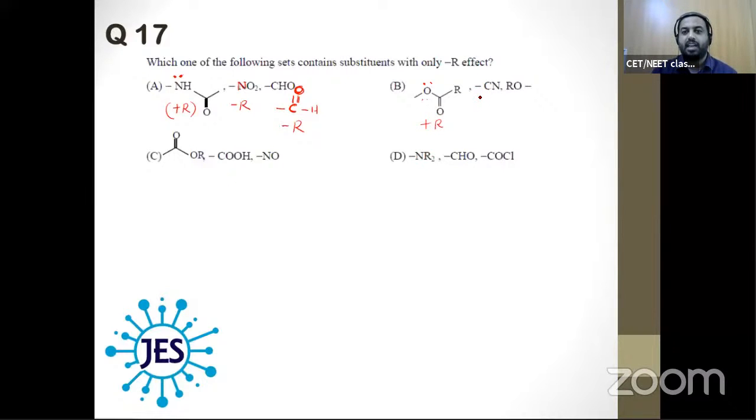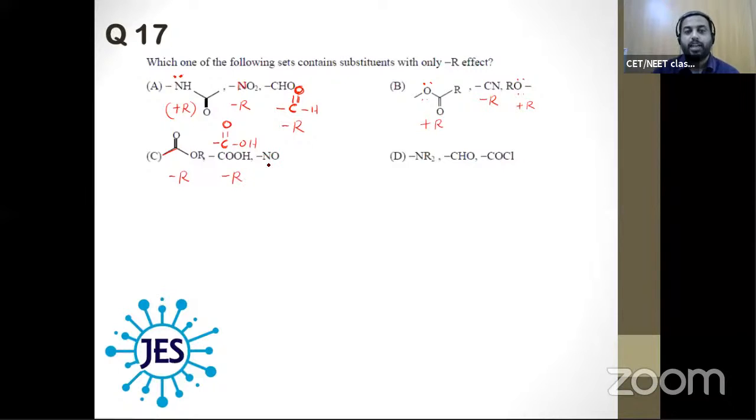Cyanide minus R. RO, lone pair on oxygen, plus R. So this also is not the correct answer. Then COOR, ester group. Look at this, carbon attached to more electronegative oxygen, so minus R. COOH, C double bond OH, again carbon attached to electronegative oxygen, minus R.